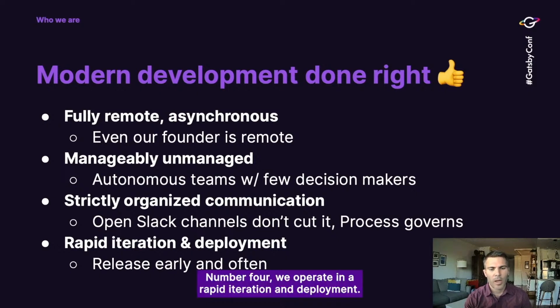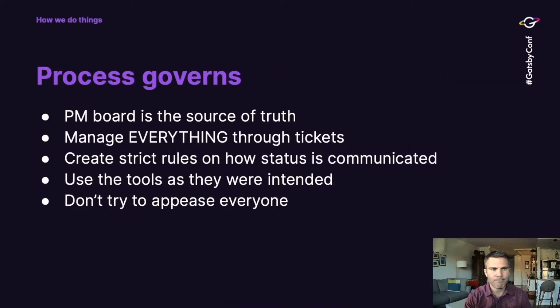Number 4, we operate in a rapid iteration and deployment. Obviously, we're agile, so that's kind of along for the ride. But really, the goal here is to release early and often, get customer feedback very quickly, and really improve in a continuous manner rather than building very large features and releasing infrequently. So that's really how we get work done and how we build products.